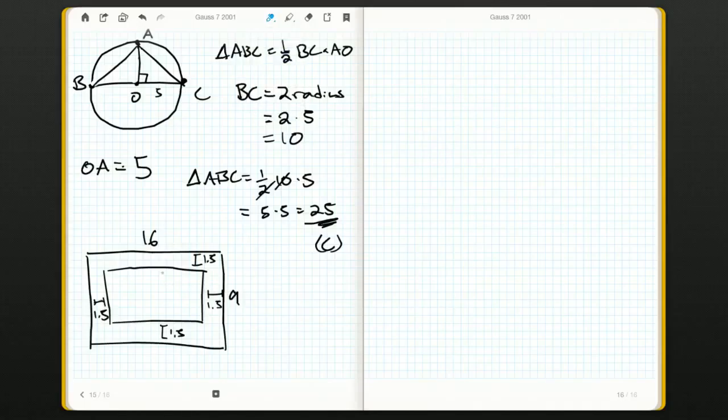Well, this height is 9, because the whole rectangle is 9 meters high, and then we have 1.5 and 1.5 taken off of it. That amounts to taking off 3 meters in total, so we get 6 meters high.